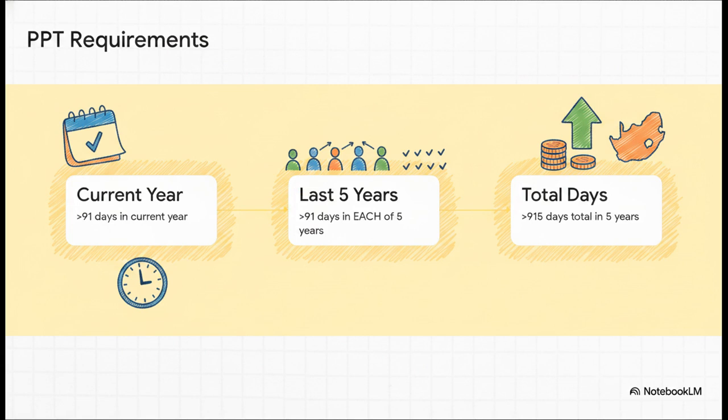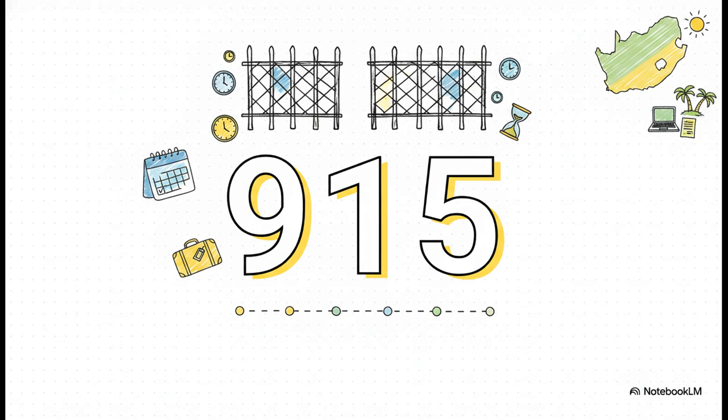They need more than 91 days in the current year, and more than 91 days in each of the previous 5 years, and more than 915 days in total across those previous 5 years. Fail even one condition, not a resident under this test. Oh, and golden rule, part of a day totally counts as a full day. I want you to really notice this massive 915-day threshold over 5 years. It's built in specifically to make sure someone doesn't accidentally become a South African tax resident just because they took a few long holidays or popped down for a quick consulting gig.